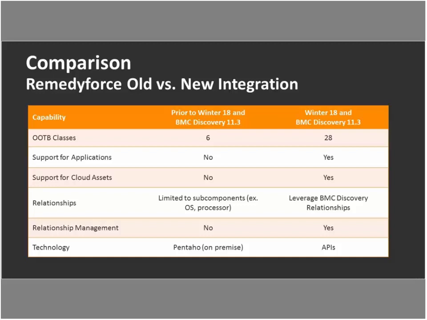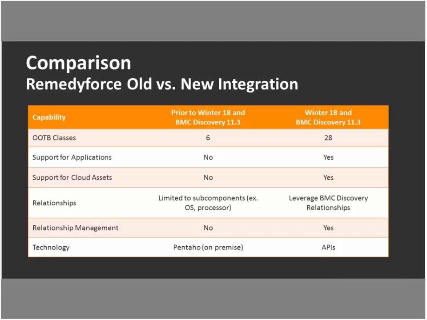In the older integration with Discovery, we did import subcomponents, meaning that if you imported processors, operating system, for example, we automatically created that relationship between the computer system and those subcomponents. That was the only relationship we created. We didn't leverage the relationships that were discovered directly from BMC Discovery. Now with this new integration, we have pulled in all the relevant relationships automatically into Remedyforce, and as you'll see in my part of the demo, you can see those relationships similar to what Duncan will show you here in a minute.